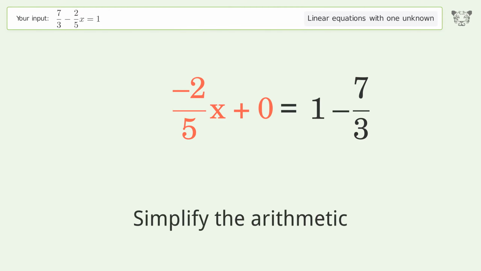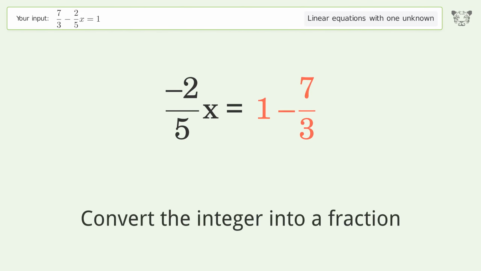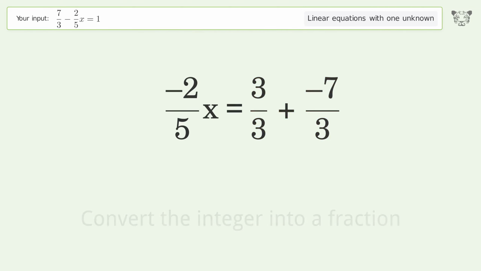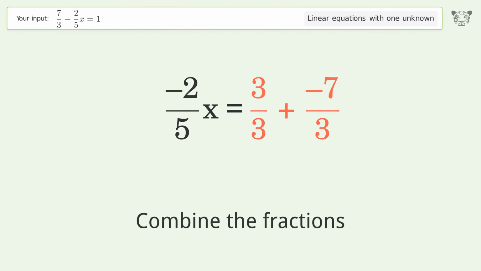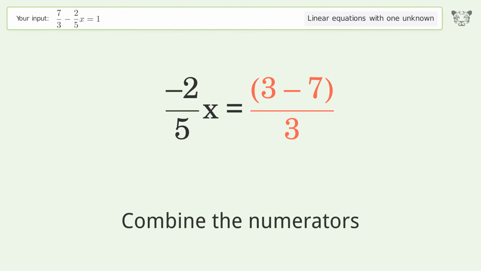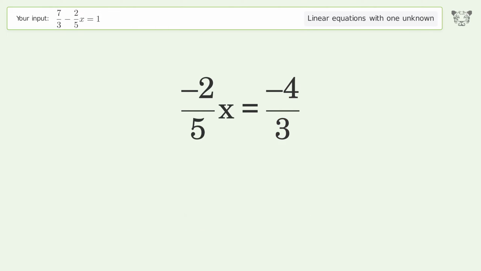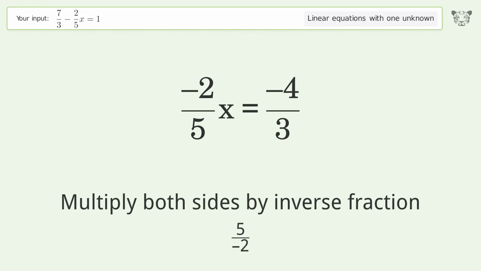Simplify the arithmetic. Convert the integer into a fraction. Combine the fractions. Combine the numerators. Isolate the x. Multiply both sides by inverse fraction 5/2.